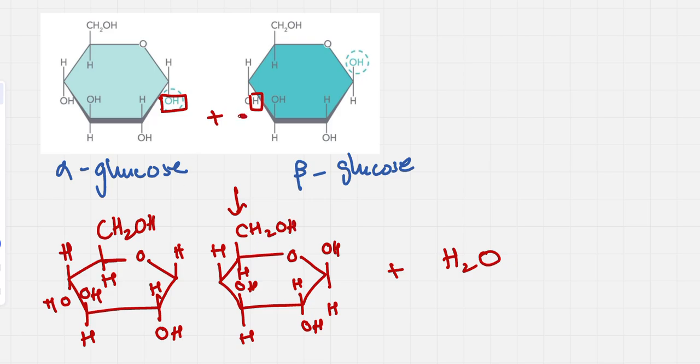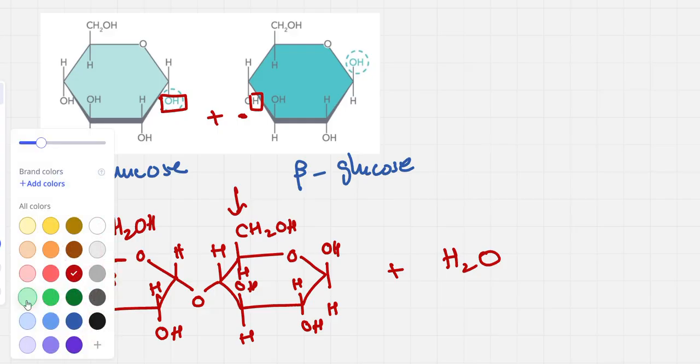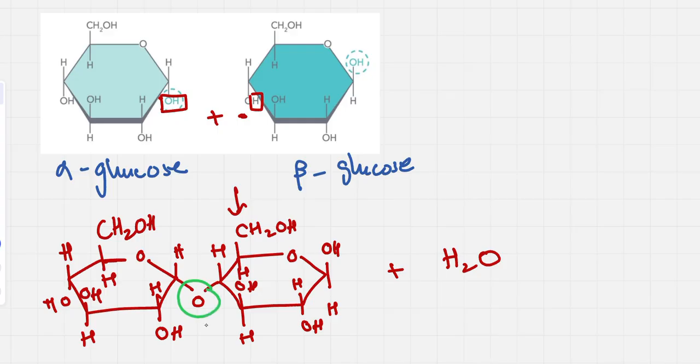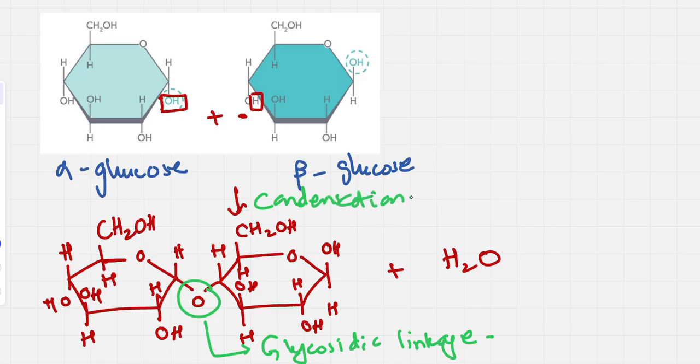And then this oxygen, which is still there, will be bridging between the two glucose molecules, and this oxygen will be formed over here. Are you getting it? And this bond over here is known as glycosidic linkage. This process, which is combining two molecules together by removal of a smaller molecule, is known as a condensation reaction.